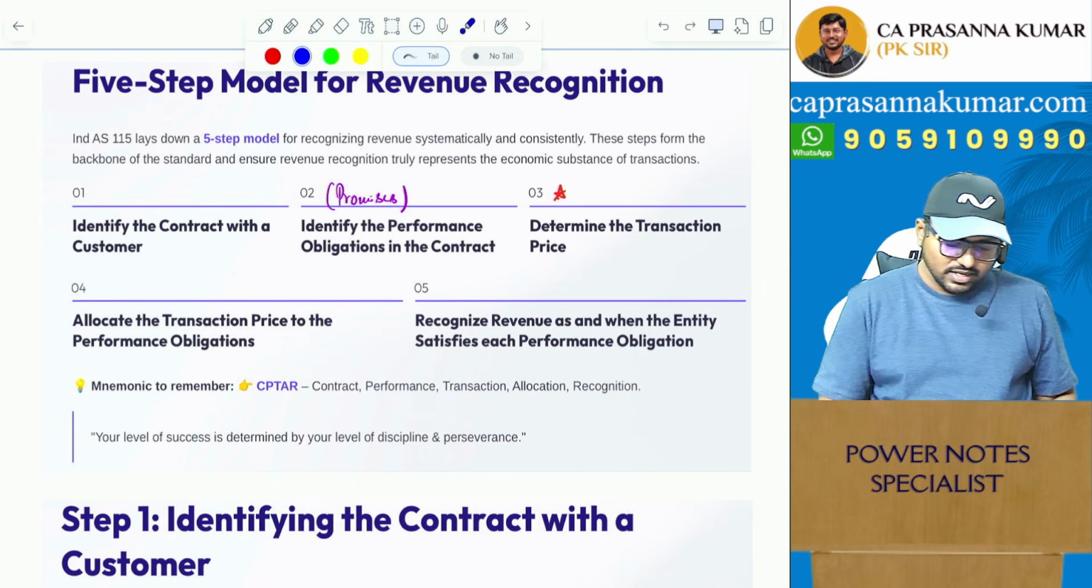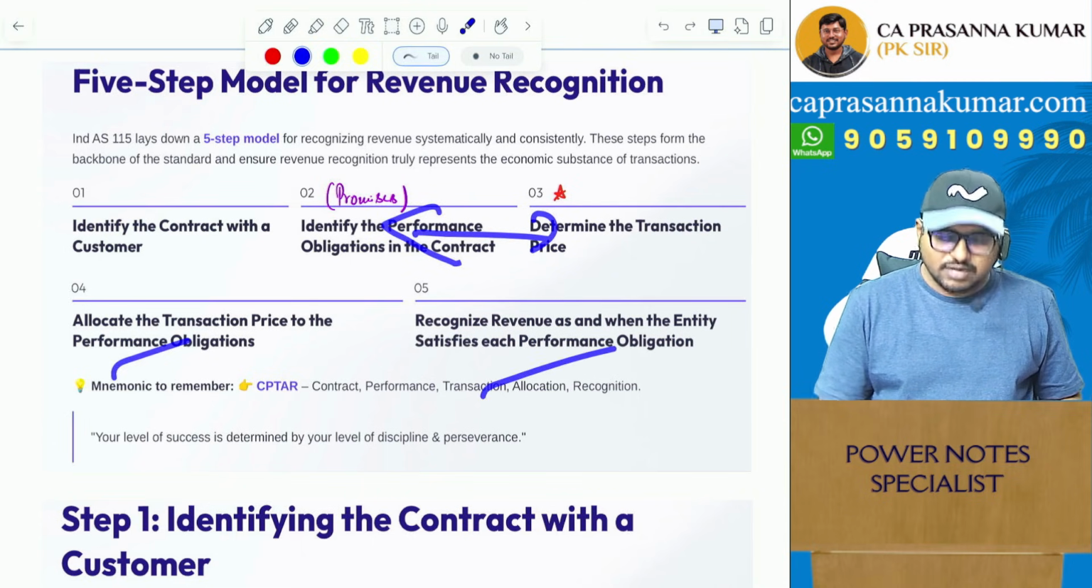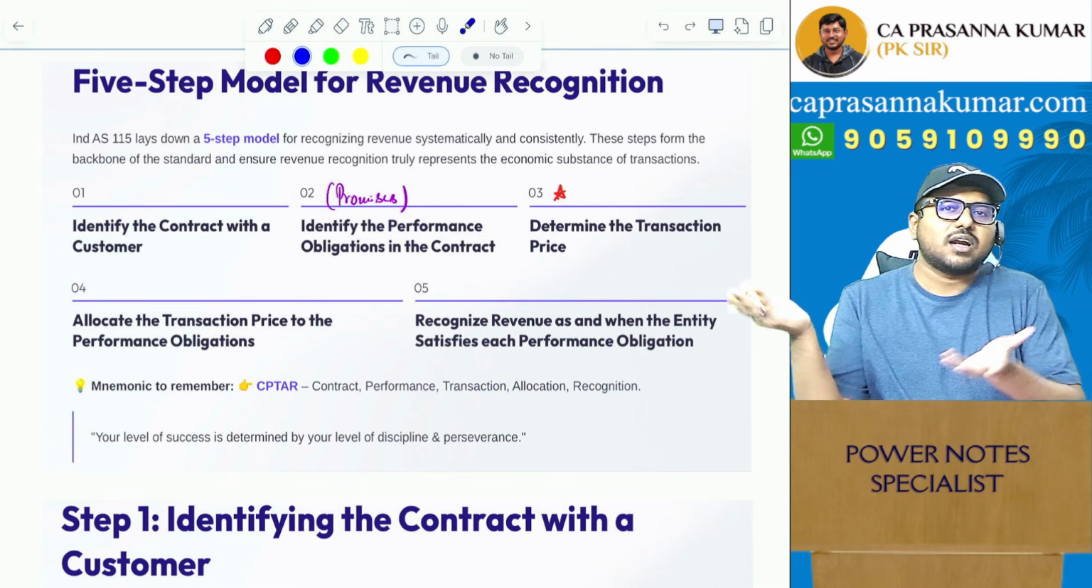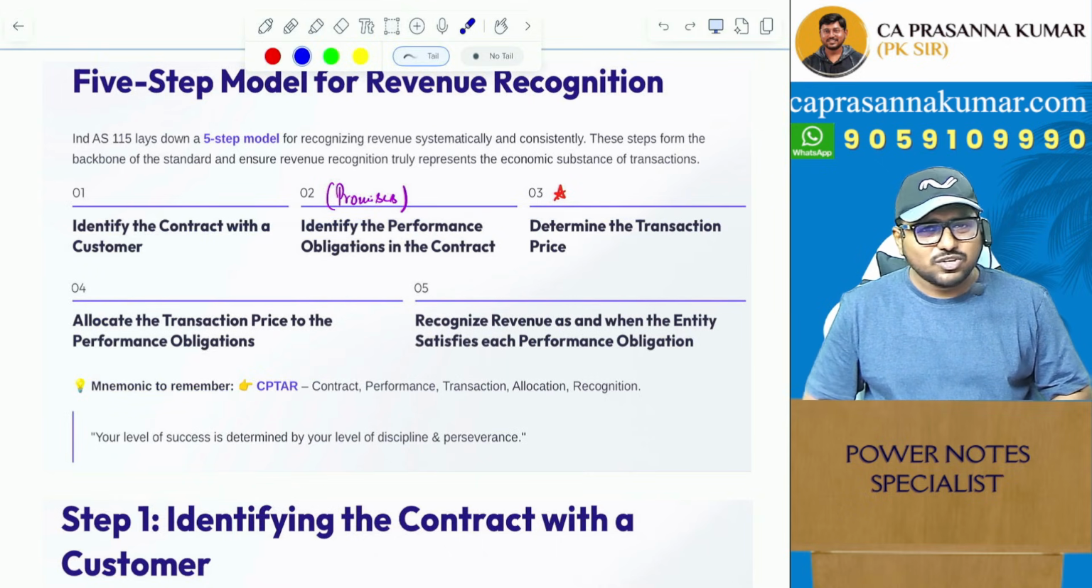So basically, just the first 3 steps you need to remember. Step 4 is a link between step 2 and step 3. Step 5 is waiting for the performance obligation to happen and then start recognizing the revenue, which you have already calculated in step 4. So basically 3 steps only. Now it's very easy to remember once you know the flow.